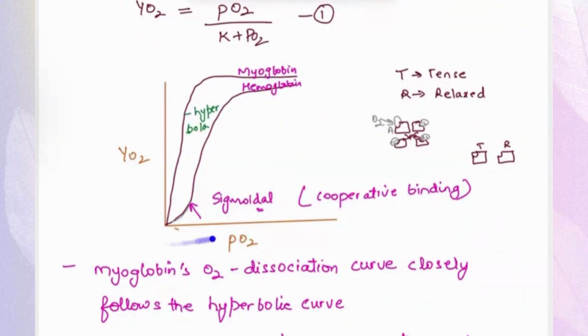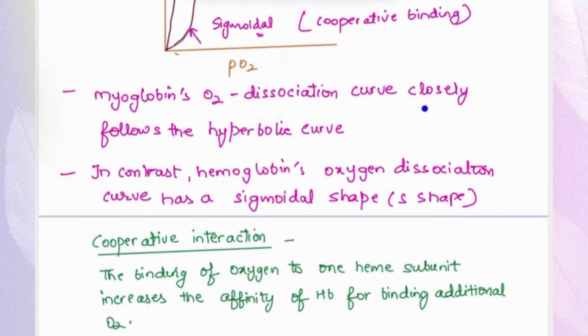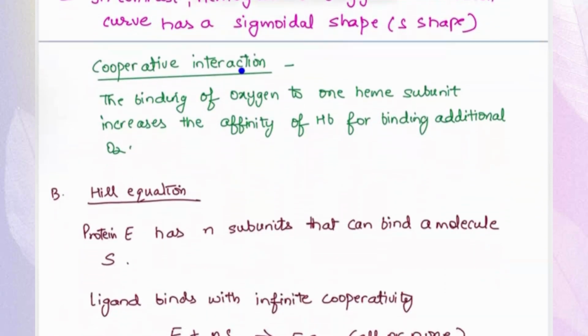Now, this is a curve which shows myoglobin versus hemoglobin structure. Hemoglobin has a sigmoidal curve because it has positive cooperativity. It has 4 heme subunits, and each subunit helps other subunits to bind oxygen molecules. That's why it is a cooperative binding curve. Whereas the myoglobin curve, having just a single heme subunit, is a hyperbola. Myoglobin's oxygen dissociation curve closely follows the hyperbolic curve. In contrast, hemoglobin's oxygen dissociation curve has a sigmoidal shape. This is called cooperative interaction.